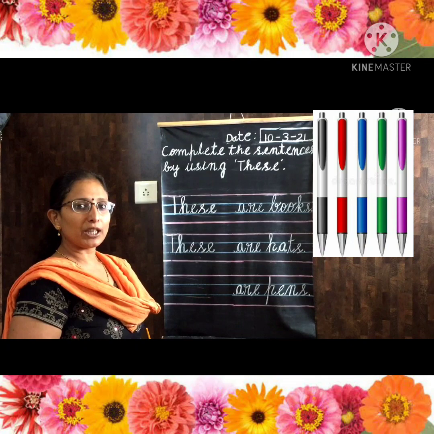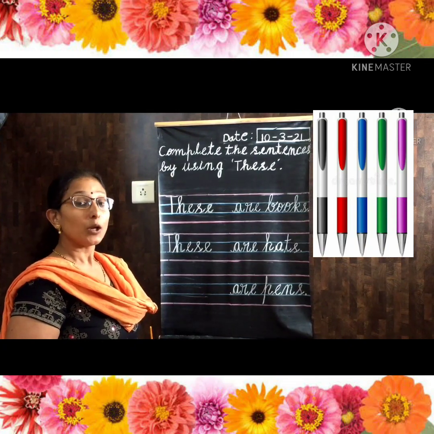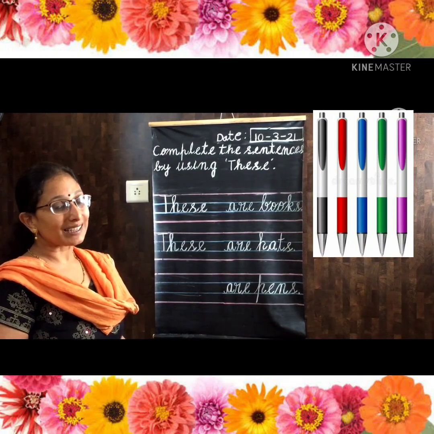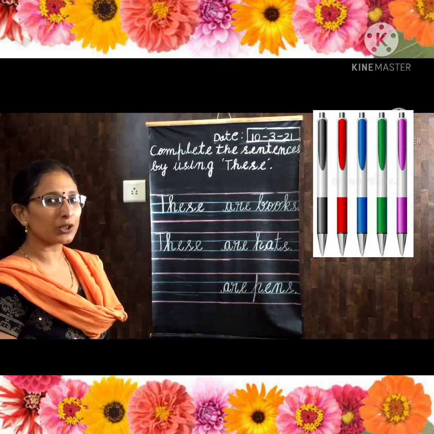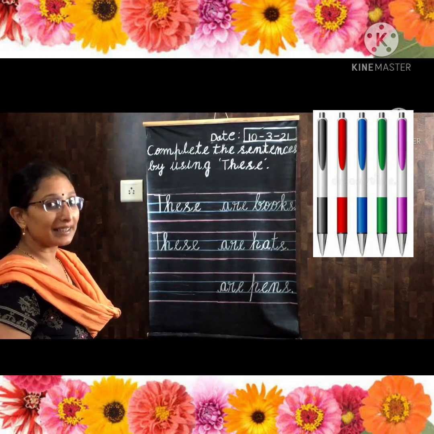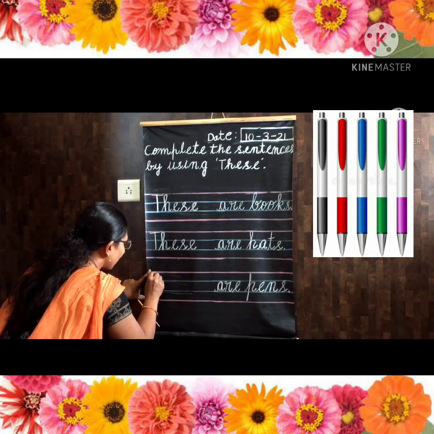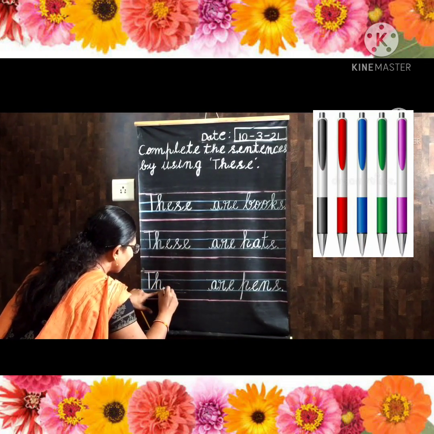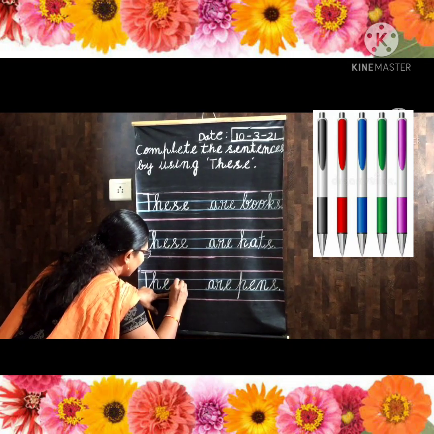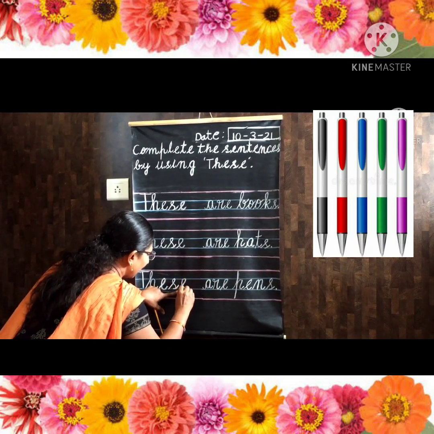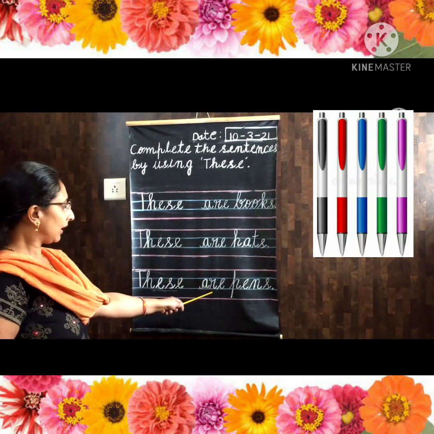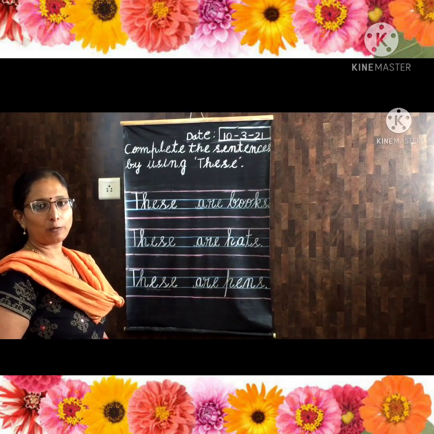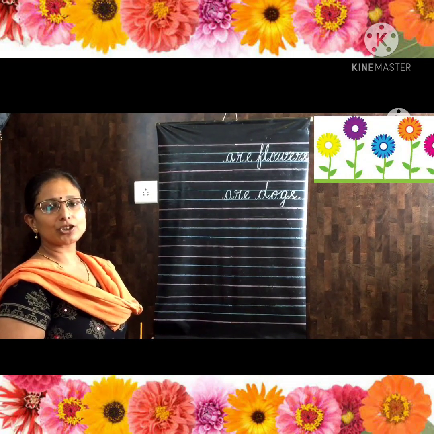Observe the picture, children. We have few pens, right? More than one. So, again, we are going to use what? Yes, by this time, you know what you are going to use there. It is these, right? Yes. Shall we write, children? T, H, E, S, E, these. A, R, E, P, E, N, S, pens. Fine?